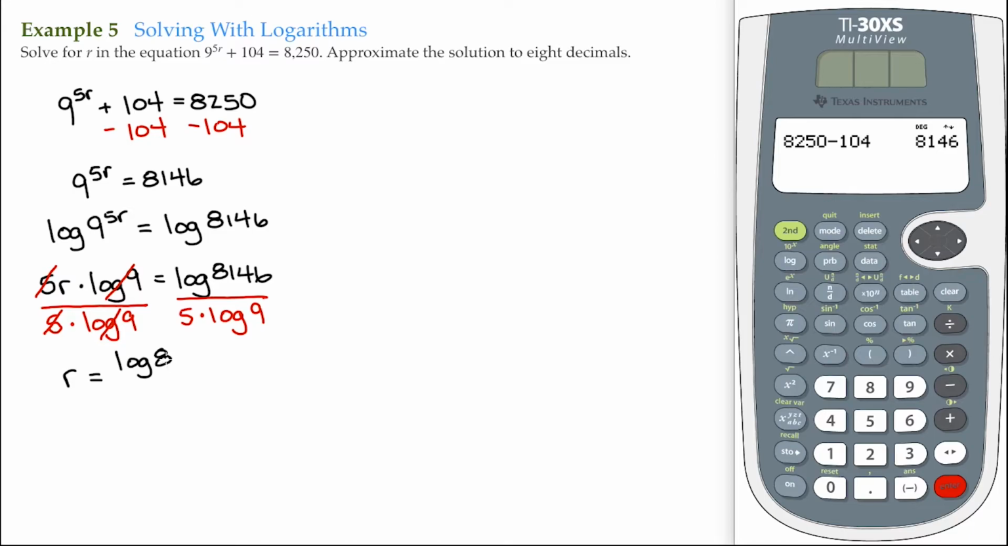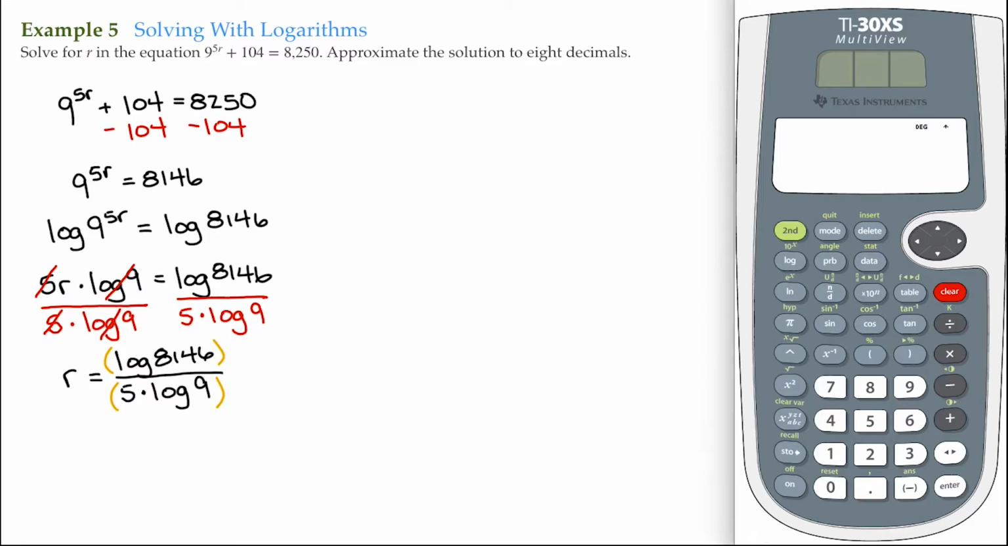So I have r is equal to the log of 8,146 over 5 times the log of 9. So now we can use our calculators, but we have to be careful when we use our calculators, because we want to make sure that we separate the numerator, the top half up here, from the bottom half, the denominator.